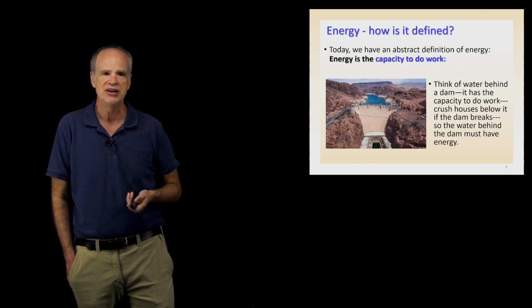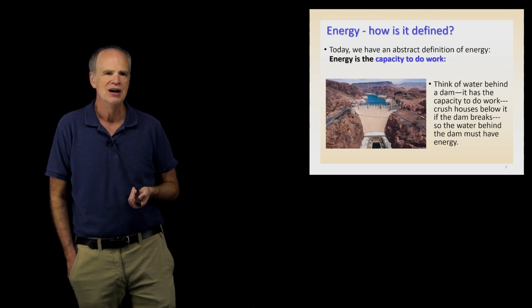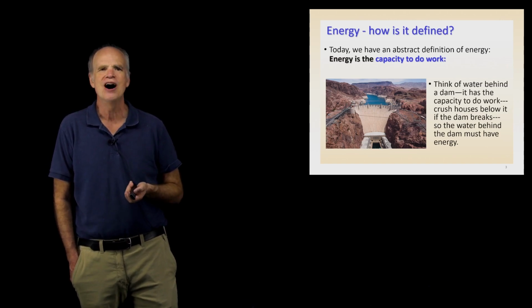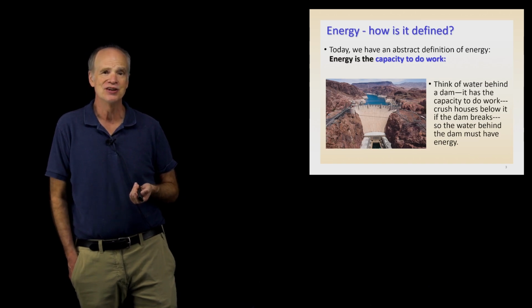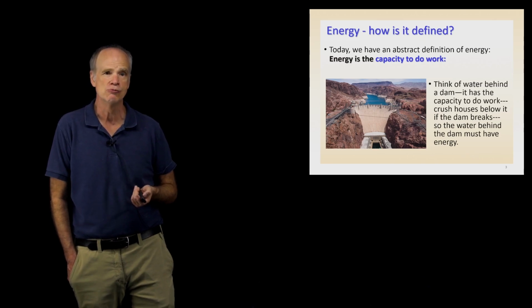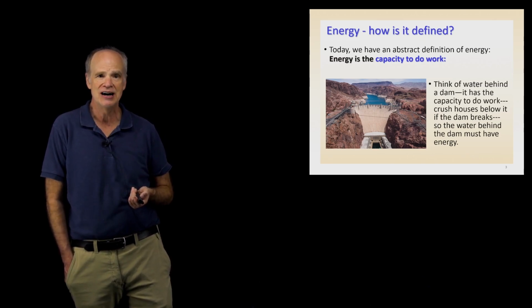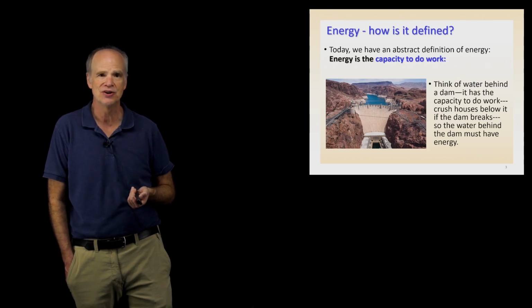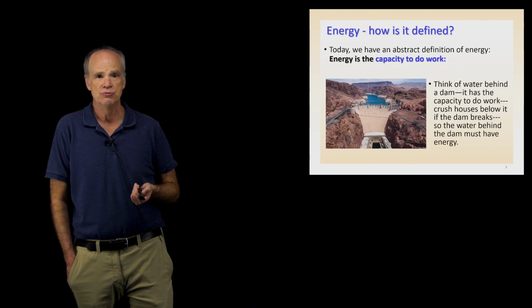And so let's take a look at this example here of water behind a dam. I think you can imagine there that water behind the dam has a lot of capacity to do work. And so unfortunately, if the dam breaks, then you'll see the water doing work. And what will happen is the water will apply a force on a house over a certain distance, and it'll cause the house to collapse. So clearly, water behind the dam has capacity to do work.